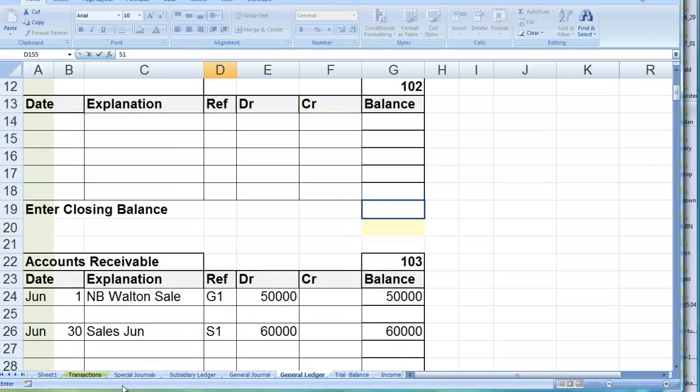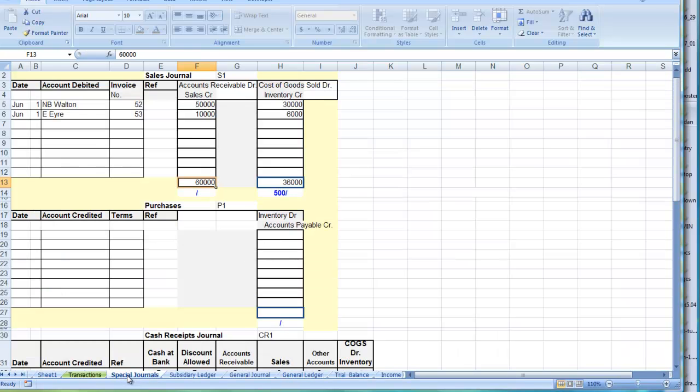And we see that accounts receivable is 103. So special journals, we go in here, 103, 401. So we've posted a debit to 103 because debits come on the left, a debit of 60,000 to account 103, and a credit to account 401 for 60,000.